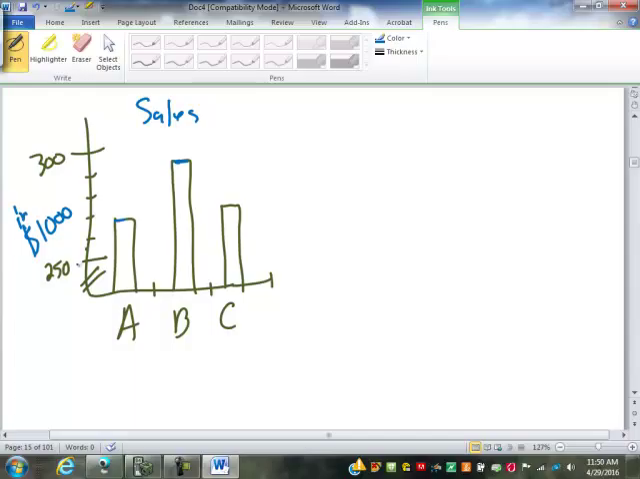But if you look closely, you'll see that this is 250,000, this is 300,000. Company A has just under 270,000. Company B has a little bit more than 290,000. So it's not a huge difference. But what's been done here is this little break in the axis. So we're not starting at 0, we're starting at a larger number.